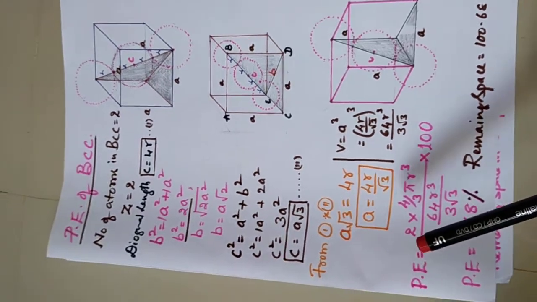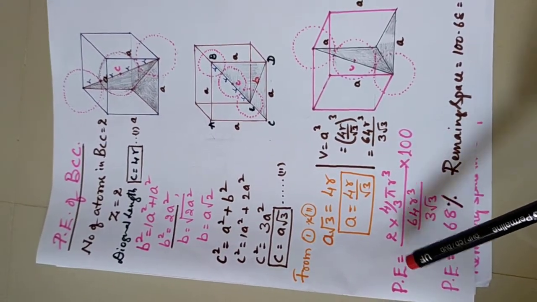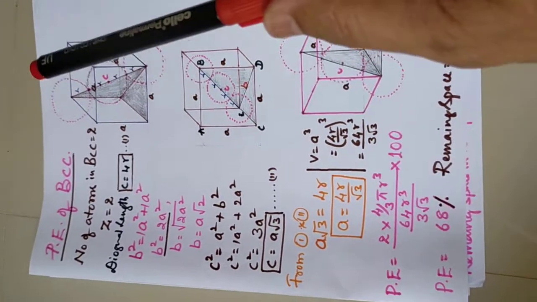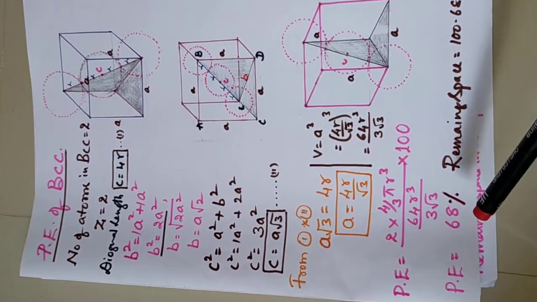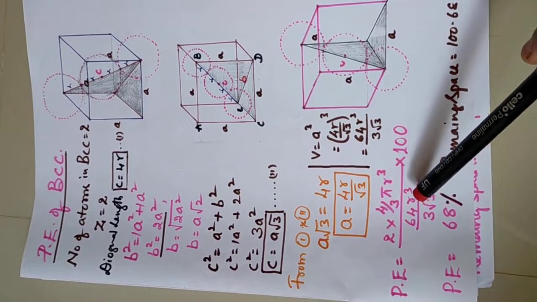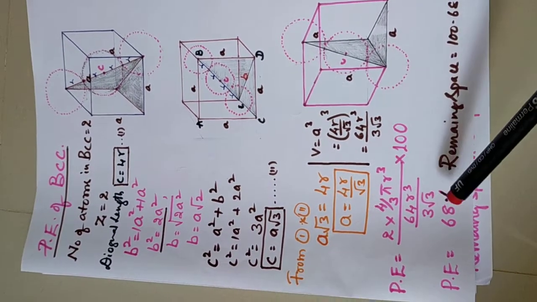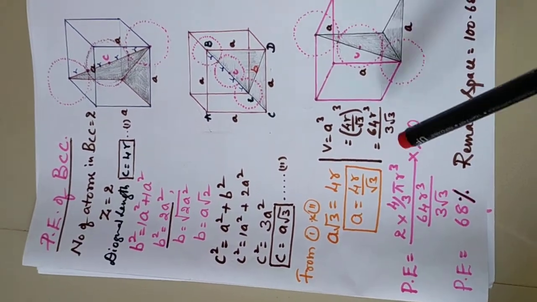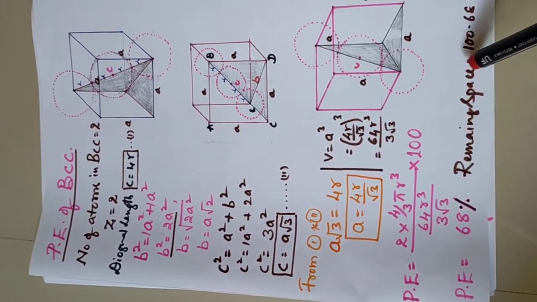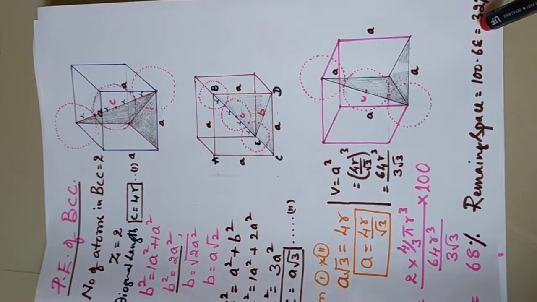Then apply the formula for packing efficiency. We know the number of particles in BCC: the center 1, and the 8 corners, 8 into 1 by 8 is 1, so 2 in total, into 4 by 3 pi r cube, over 64 r cube by 3 root 3. Substitute all the values, you will get 68%. Clearly observe this one, 68%, and the remaining space is 100 minus 68, which becomes 32%.